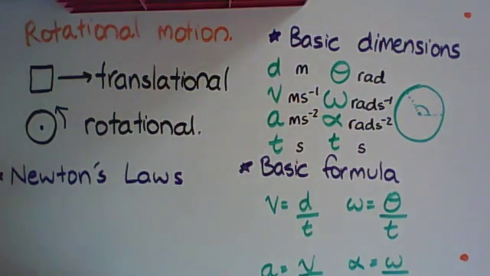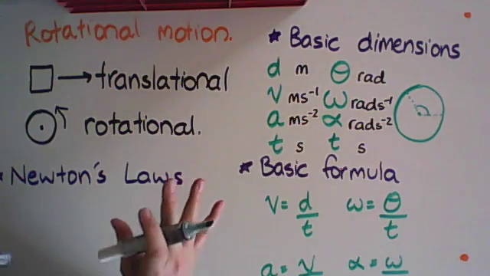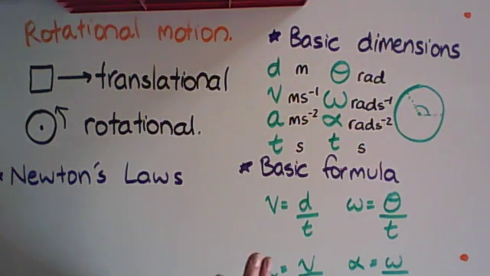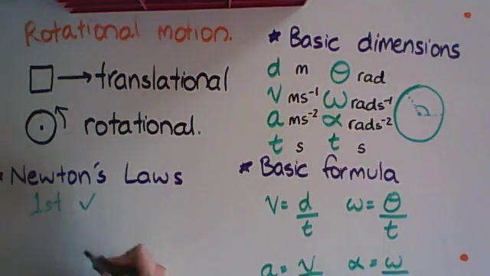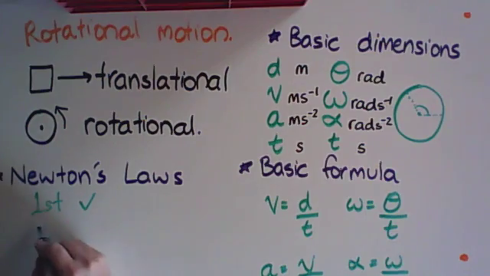I hope you can see that this is really, really similar. And Newton's laws still apply for us. So Newton's first law says that a moving object will stay moving or a still object will stay still unless there's an external force. And that's still true with rotational motion. Spinning objects stay spinning unless something acts on them to stop. Exactly the same. So Newton's first law, check, still the same.